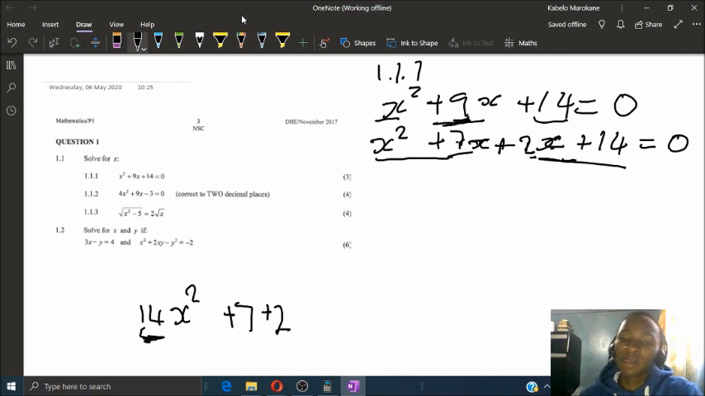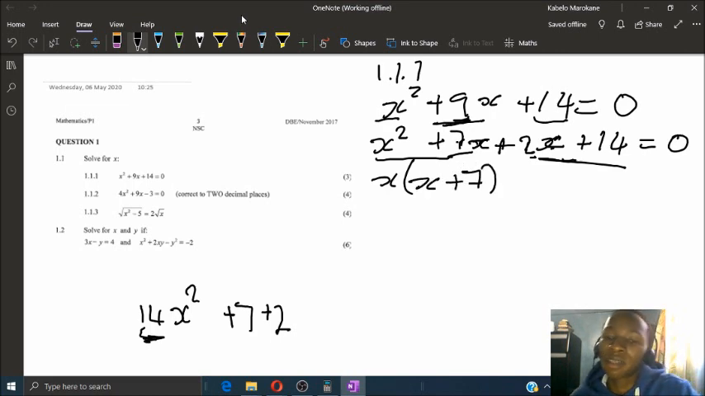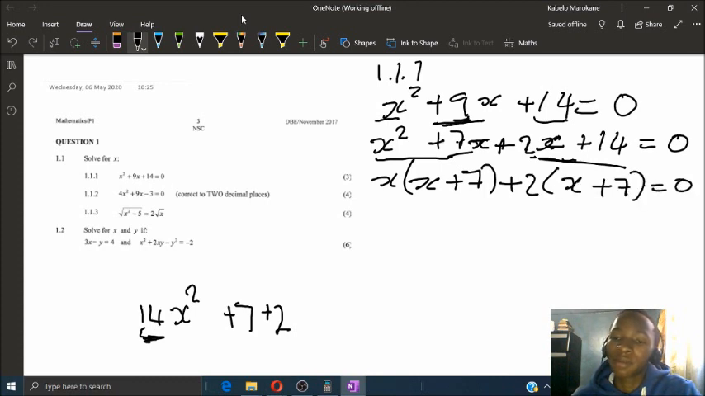So the common factor in the first two is x, so we are going to be left with x plus 7. And the common factor in the last two is 2, so we are going to be left with x plus 7. Because the brackets are the same, we keep one, x plus 7, and x plus 2.